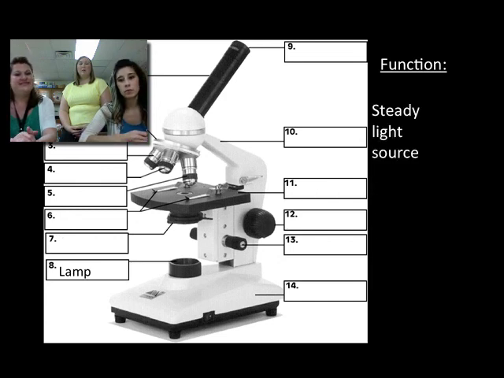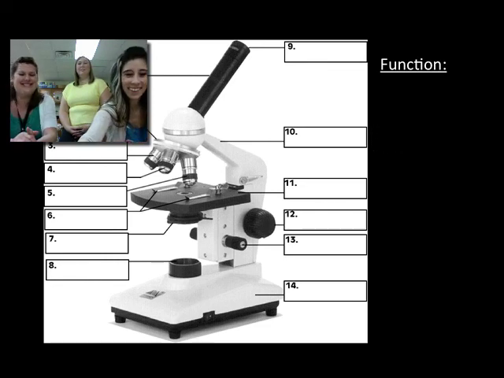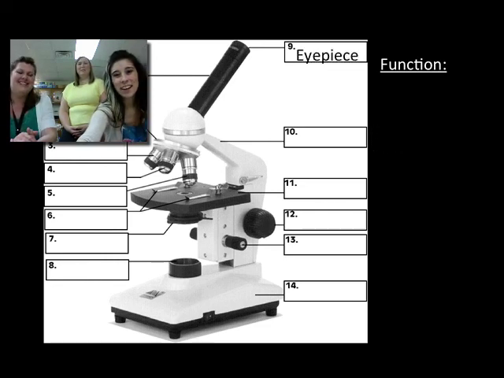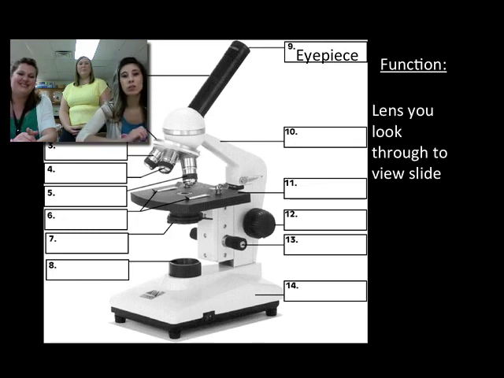The lamp. You've got to have the lamp to see the organism, so turn it on. Number 9 is the eyepiece. This is where you're going to actually put your eye, and you will look through this so that you can see your microscope slide.